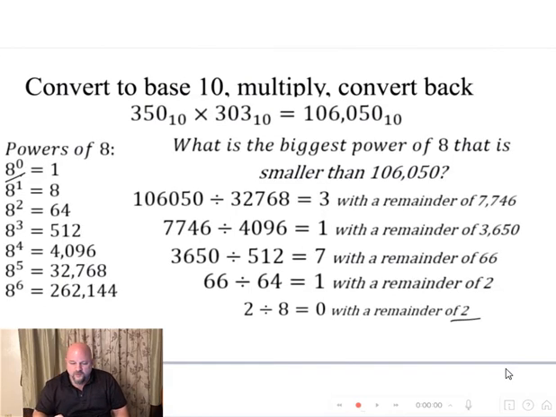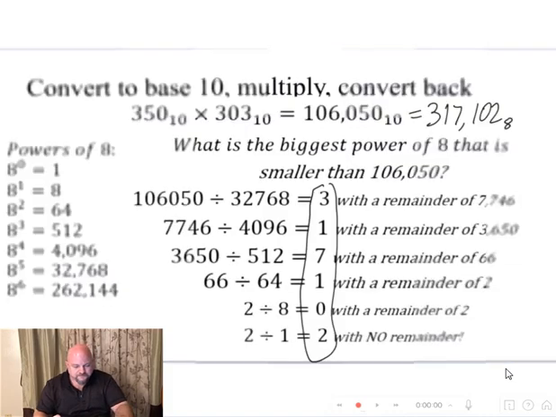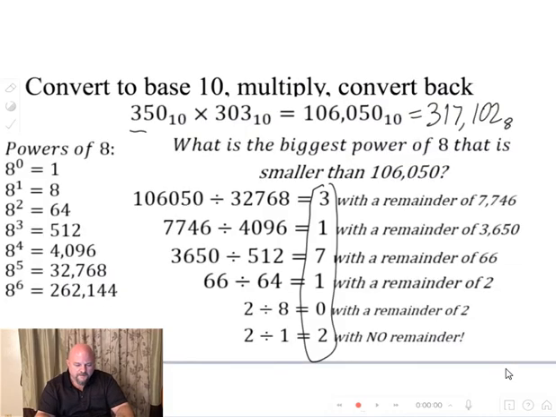We started with the two numbers in base 8, and then we converted them to 350 base 10 and 303 base 10, and we get our answer of 106,050 in base 10, and then we convert that back to base 8. A whole lot of work.